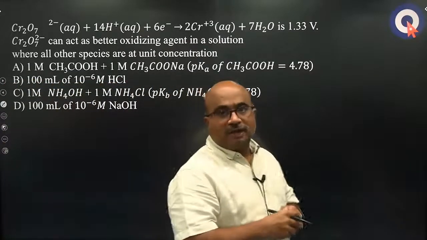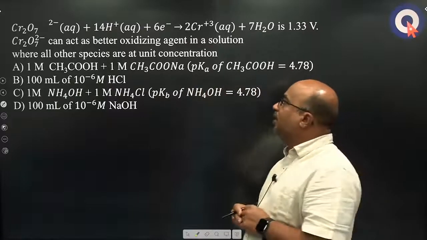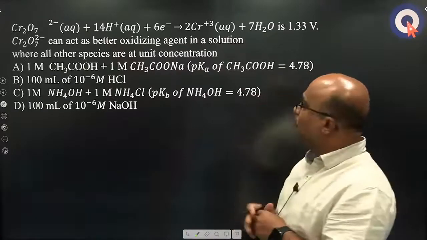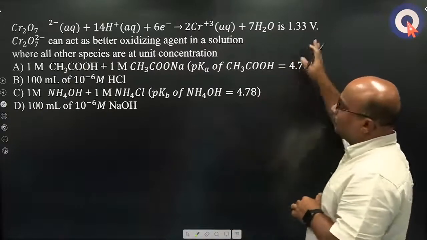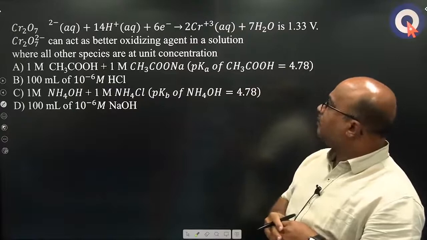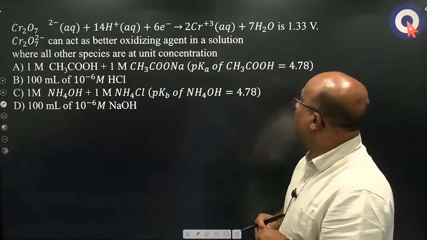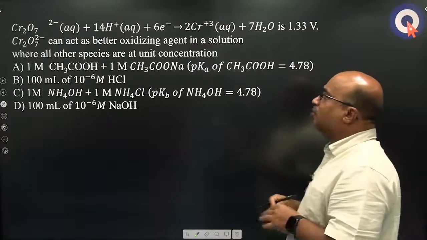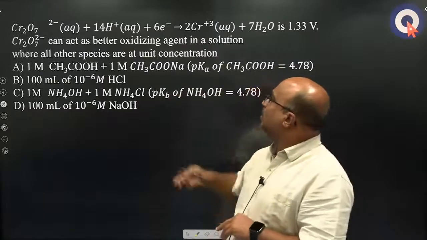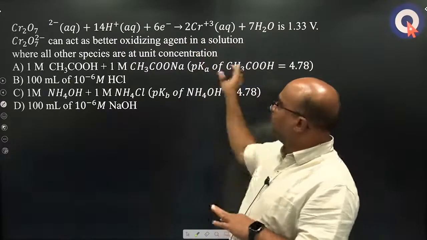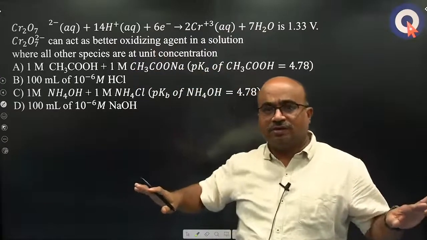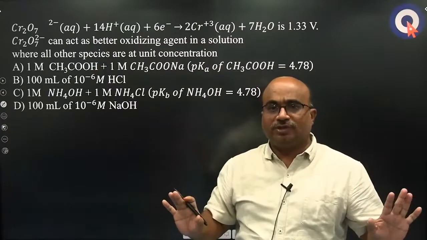Now there is an equation again: Cr2O7 2- + 14 H+ + 6 e- giving 2 Cr3+ and 7 H2O, with a potential of 1.3. This is a standard potential. Then Cr2O7 2- acts as a better oxidizing agent in the solution when all other species are at unit concentration. Means all other species, the dichromate ion and the chromium 3+ ion, whatever exists other than the H+, are at the same unit concentration, but maybe the H+ concentration is changing.